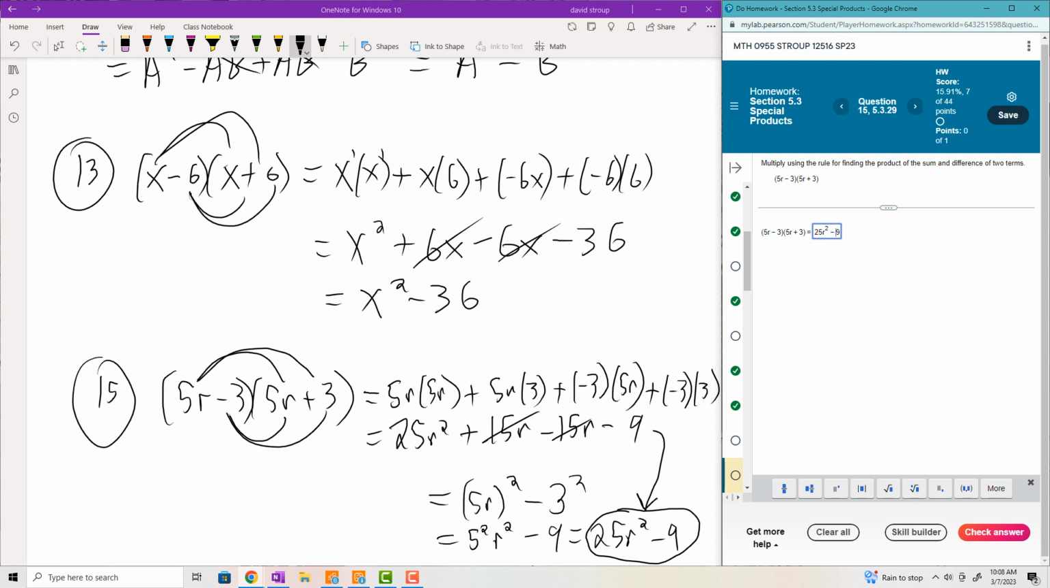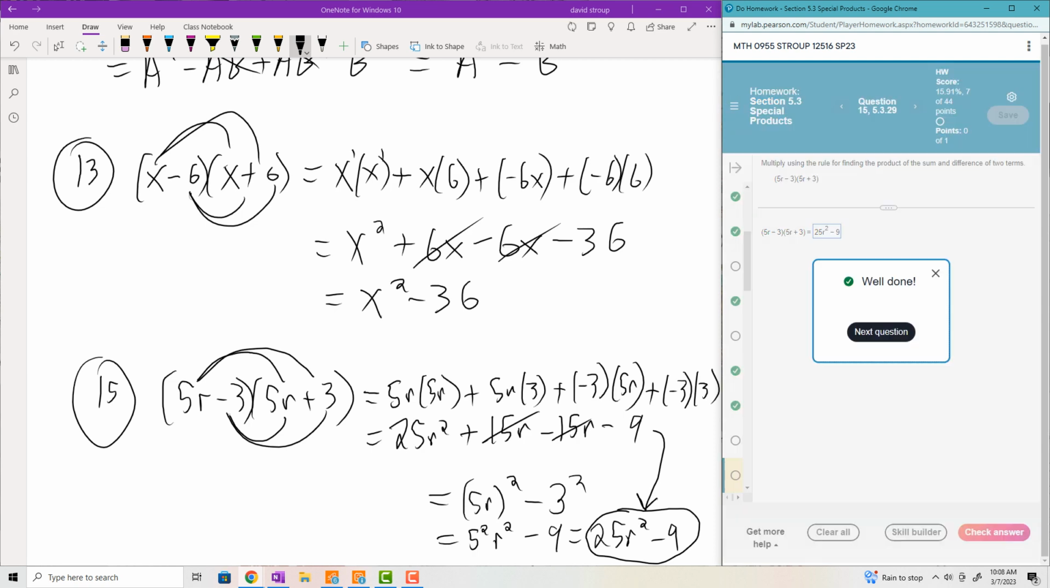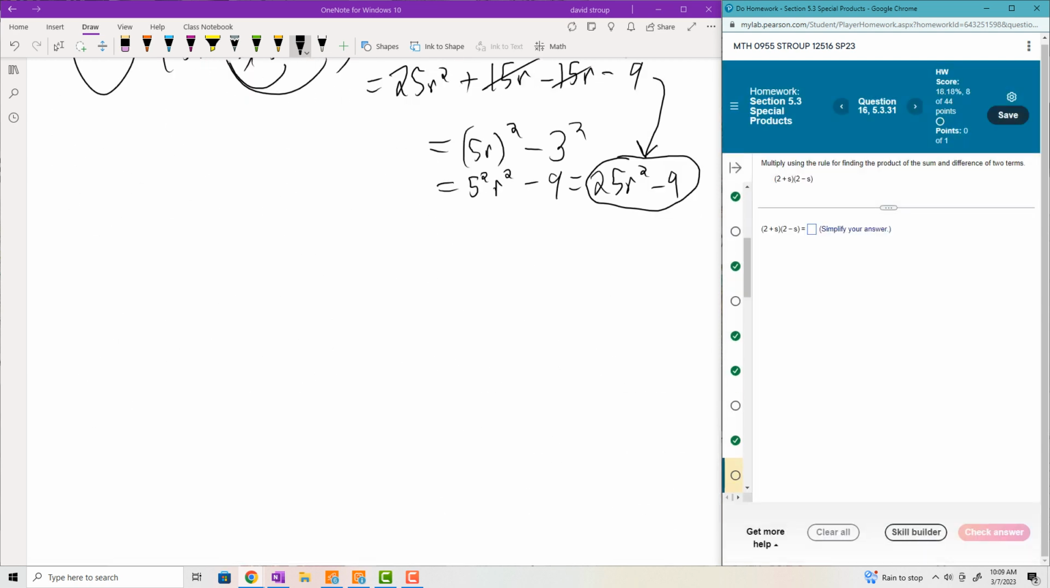I just love the way those terms cancel. Okay, so another one. This one you can get away with not putting in descending order. Same for this one.